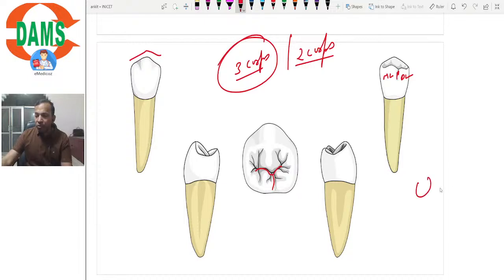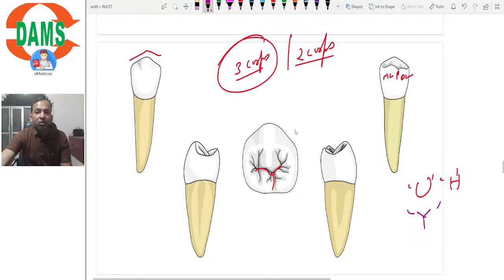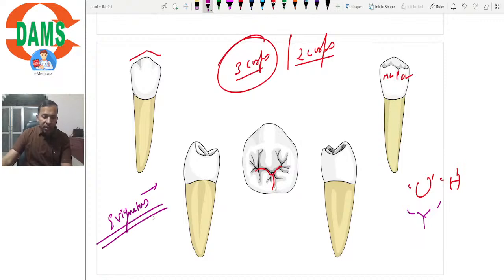The central groove की shape कौन सी होती है? U, H, right? U shaped हो सकता है and H shaped हो सकता है, और ये जैसा कि आपको यहाँ दिख रहा है Y shape, right? So these are the 3 configurations of the central groove that can be seen in lower second premolar. Dens invaginatus is commonly associated with lower second premolar. ठीक है?